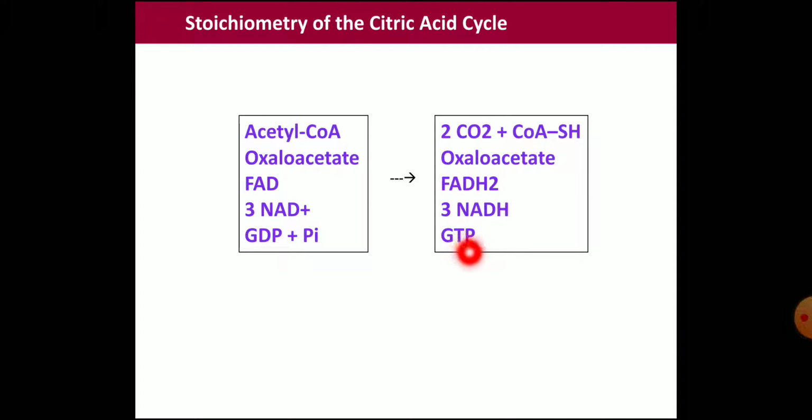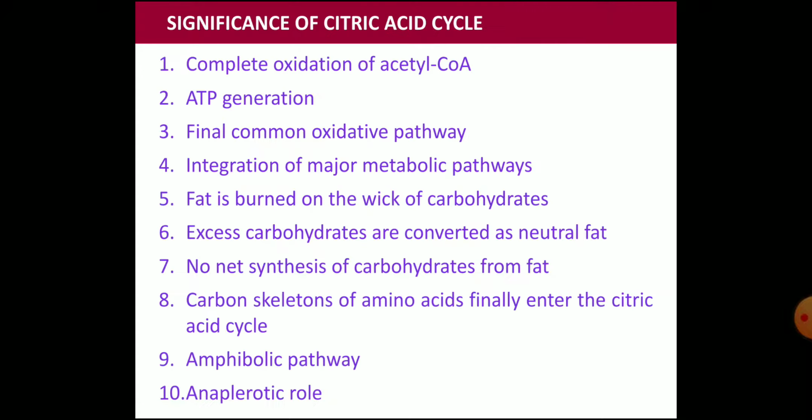So this FADH2 and 3 NADH go to the electron transport chain and produce ATPs. So like that, totally 10 ATPs plus 2 carbon dioxide molecules and 1 coenzyme A are released in the citric acid cycle. Okay. So remember, the starting material is oxaloacetate and acetyl coenzyme A, and finally it is converted to carbon dioxide, and it is also producing energy, 10 ATPs.